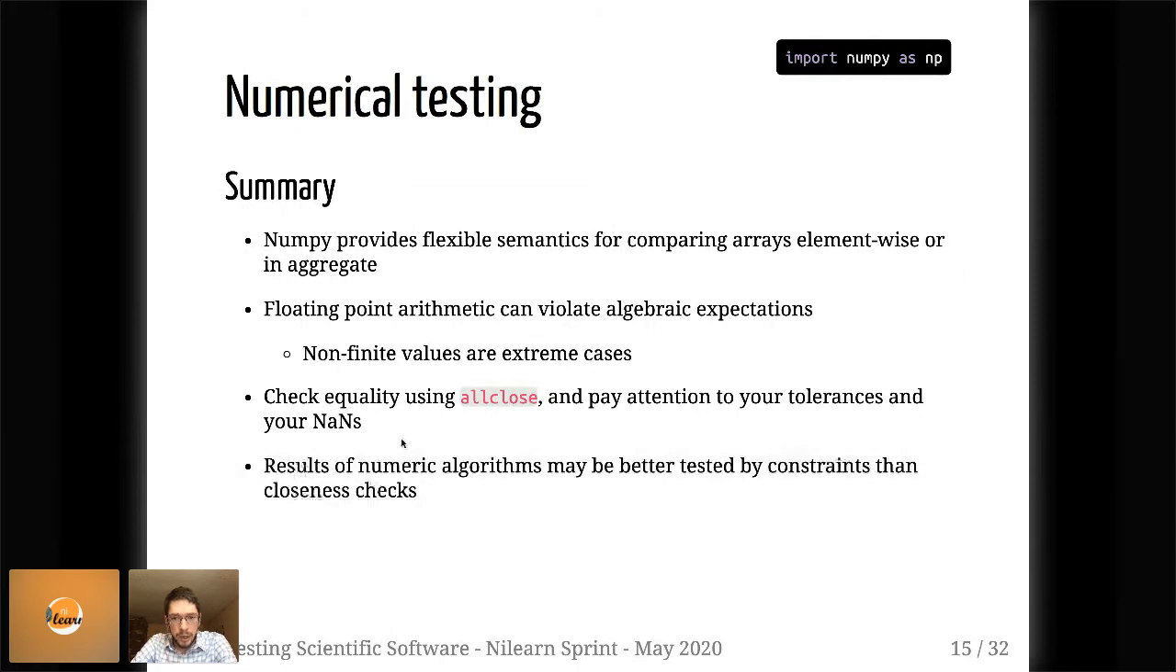And the results of numeric algorithms may be better tested by constraints than by testing that they're close to specific values. One counterexample to this is if you're re-implementing somebody else's algorithm and you have a ground truth, which is the output of their function or their tool. You might save that value and then check that when I run mine through, I get allclose to within some tolerance of the expected outputs.